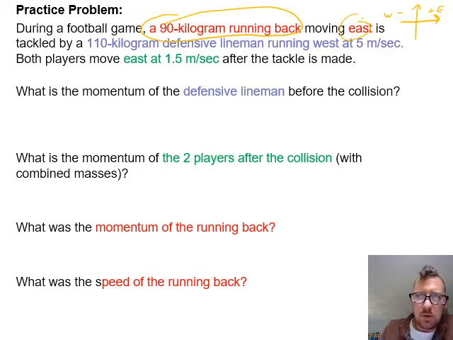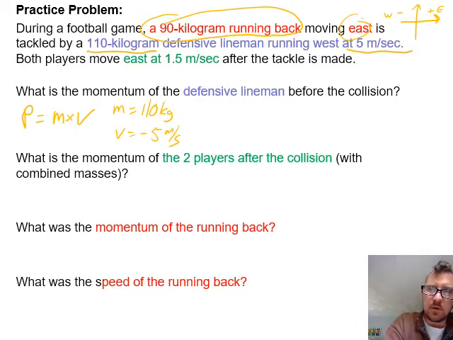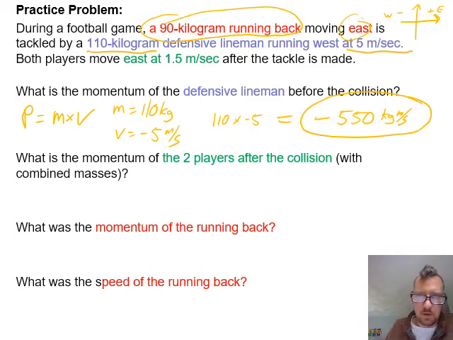So it starts out with the momentum of the defensive lineman. That's blue, I think. So it's 110. We want the momentum. Boom. I have a mass of 110 kilograms, and I have west at 5. So his velocity is -5 meters per second. So 110 times -5 should give you -550 kilogram meters per second of momentum before the collision.